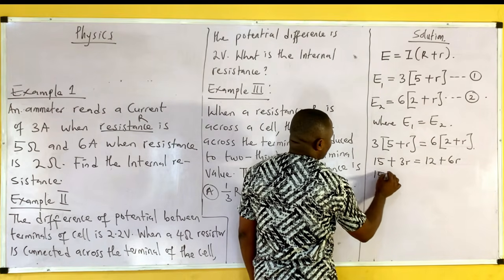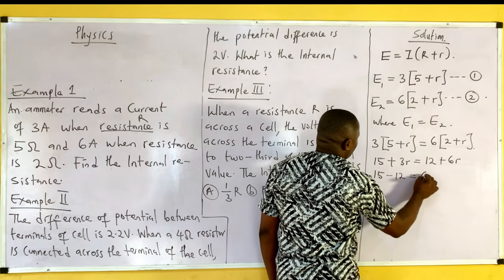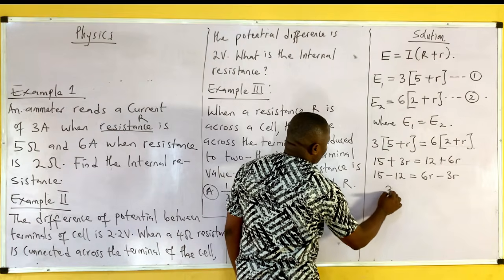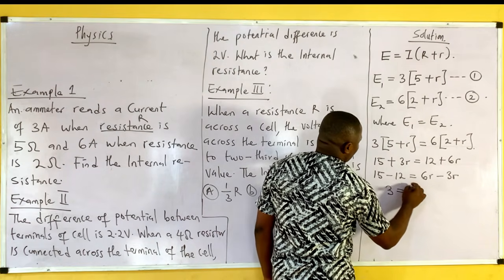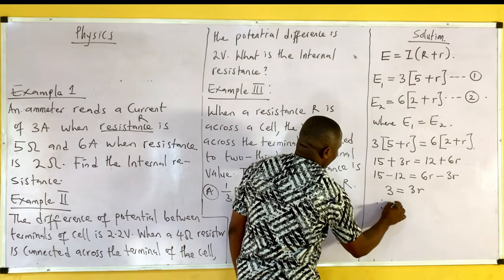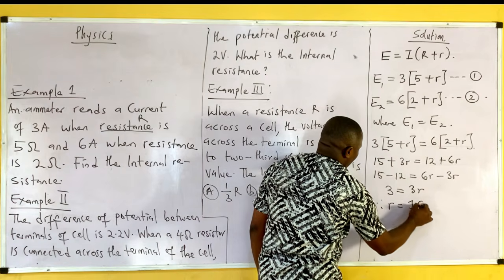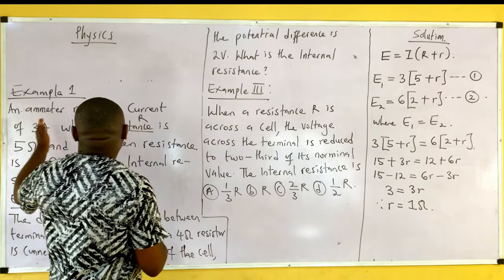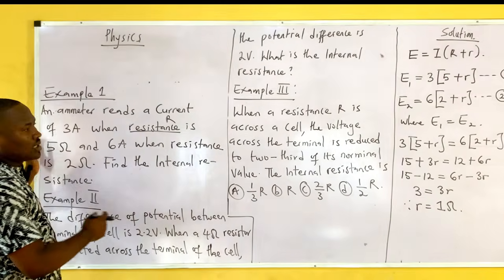So we have 15 minus 12 is equal to 6r minus 3r. So this becomes 3 is equal to 3r. So therefore, internal resistance is equal to 1 ohm. So this is how you solve question number 1, where you have a case scenario of this. That's how you solve it.